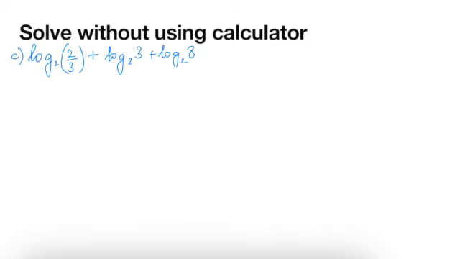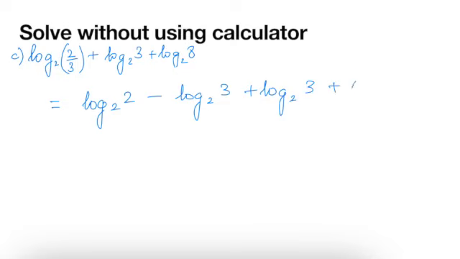Next one. Okay, let's try to solve this problem. This becomes log 2 to the base 2 minus, we can write this 2 by 3 as log 2 to the base 2 minus log 3 to the base 2, plus log 3 to the base 2 plus log 8 to the base 2. You see, minus log 3 to the base 2 and plus log 3 to the base 2 will cancel out. So we're left with log 2 to the base 2 plus log 8 to the base 2.